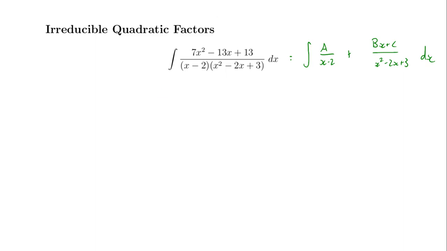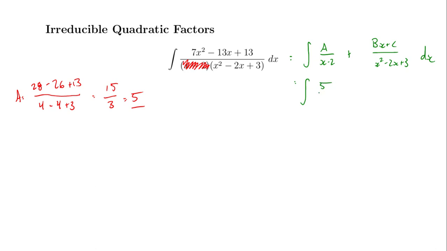Notice we can still do the little Heaviside cover-up for A. So we can say, all right, A is going to be what happens when we evaluate 2 into the rest of this. So that's 7 times 2 squared. That's 7 times 4, which is 28. Then we've got minus 13 times 2 plus 13 over 2 squared minus 2 times 2 plus 3. So that's 4 minus 4, plus 3. All right, let's check this out. 28 minus 26 is 2, plus 13 is 15 over 3. A is 5. All right, we're getting somewhere.